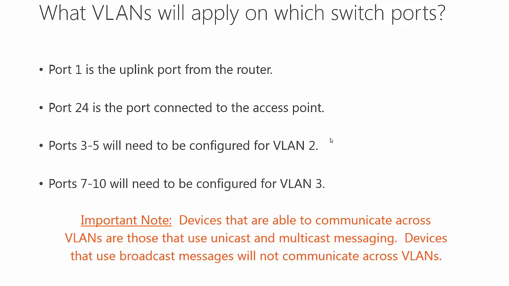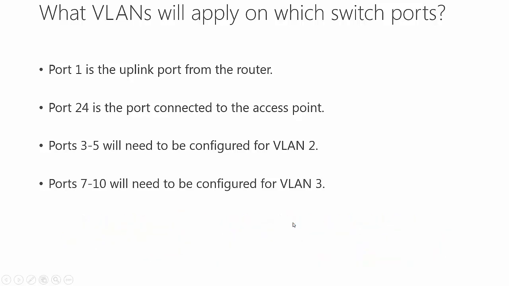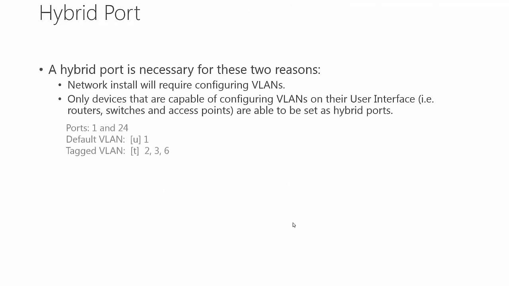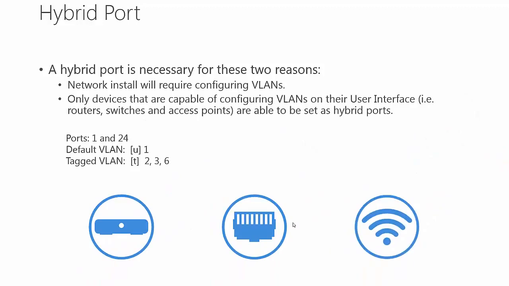Now next, as I'm configuring my ports on my switch for my devices, I need to make sure I know when to set it up as an access port versus setting it up as a hybrid port. Now, the only devices that will be configured as hybrid ports are those that have a user interface capable of configuring VLANs, which are primarily routers, switches, and access points.